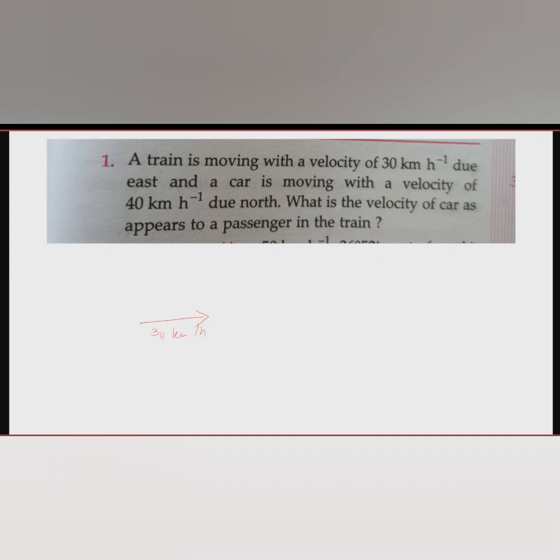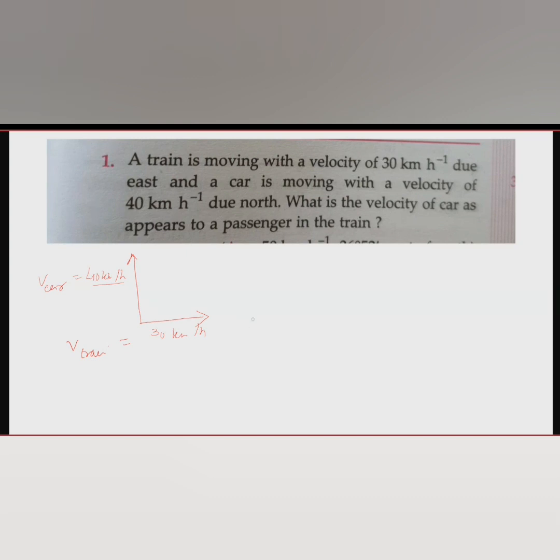And a car is moving with a velocity of 40 km per hour due north. So this is the velocity of car, 40 km per hour due north. So this is your car and this is your train. What is the velocity of car as it appears to a passenger in the train? So if the passenger is going towards the east, how would he perceive the velocity of car?